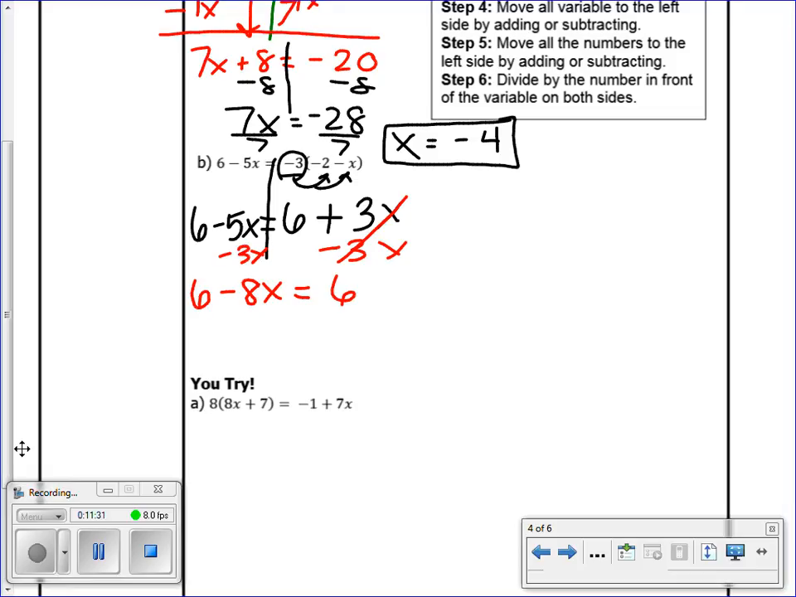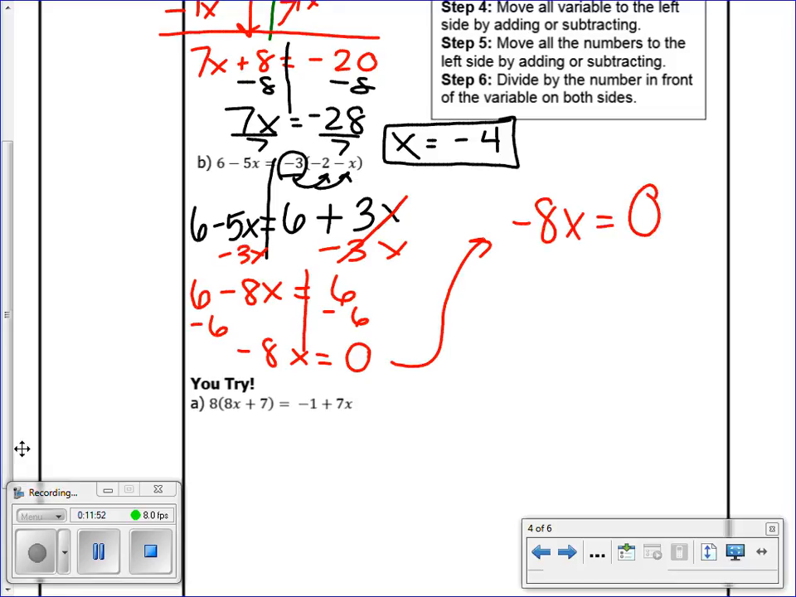Then, numbers on the right. So I'm going to move my 6, so minus 6 to both sides, -8x equals 6 minus 6 is 0. So we get -8x equals 0. It's okay that it's 0 on the right side. And then last but not least, we divide by the number in front of the variable. -8 divided by -8, and we get x equals 0 as our solution.